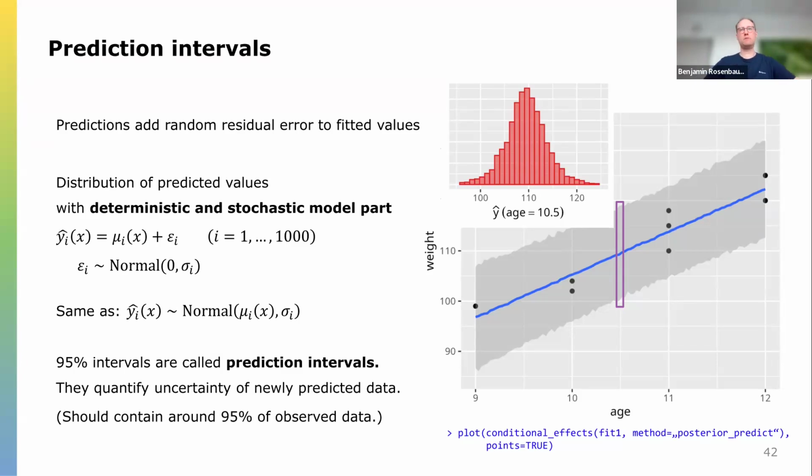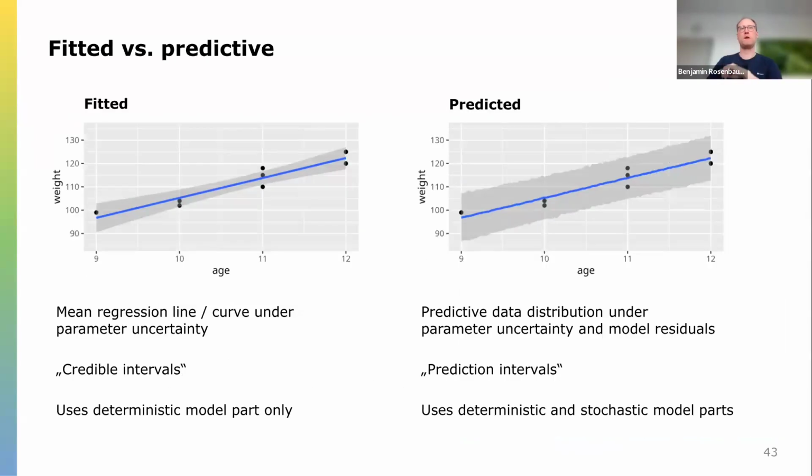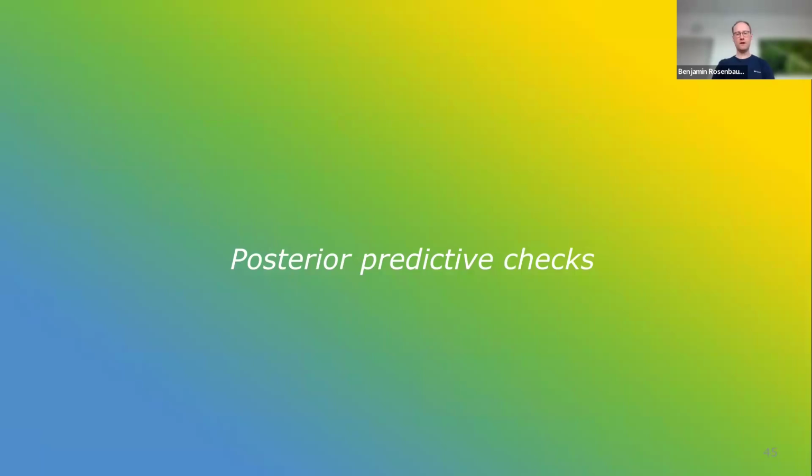Okay, why are we doing this? Fitted distribution and predictive distribution. First of all, we can use this to visualize the model, to visualize this positive relationship. But we can also use this to check if this is actually a good model. So the next part would be predictive checks. What can we do with these model predictions?